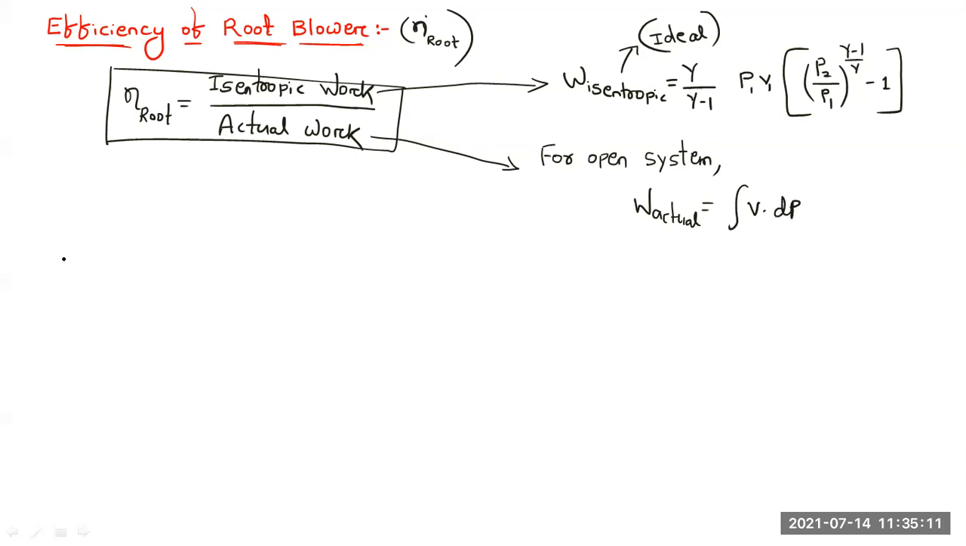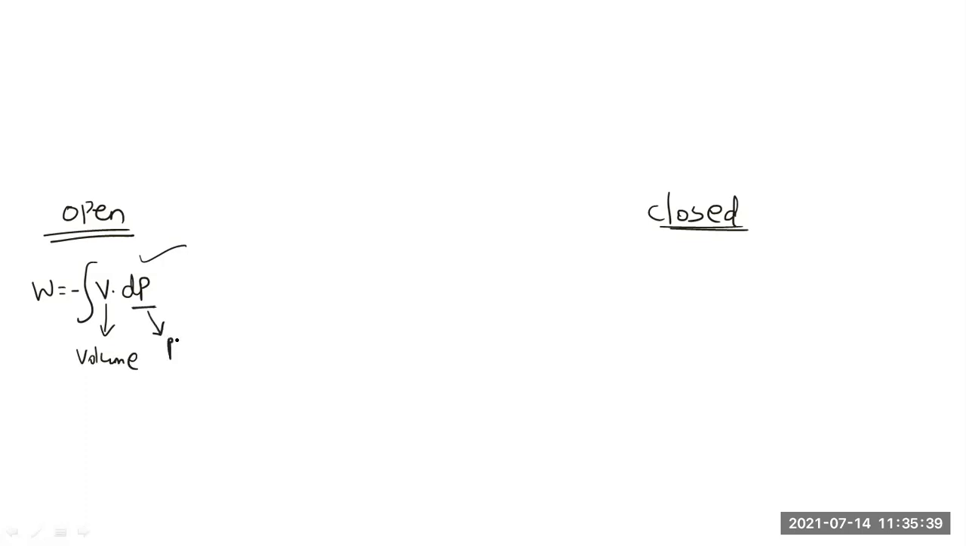Okay, so two types of systems we have. We have open system, we have closed system. For an open system, the work done formula is the integration of V dP. Minus sign is also there, but I am not considering it, I am just taking the magnitude. Here V is volume and dP is the change in pressure. Similarly, for the closed system, the work done formula is the integration of P dV.